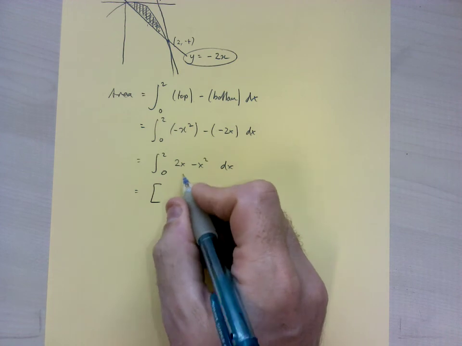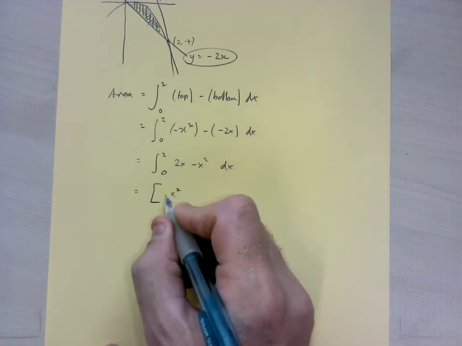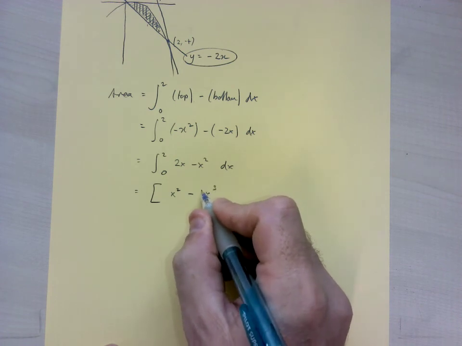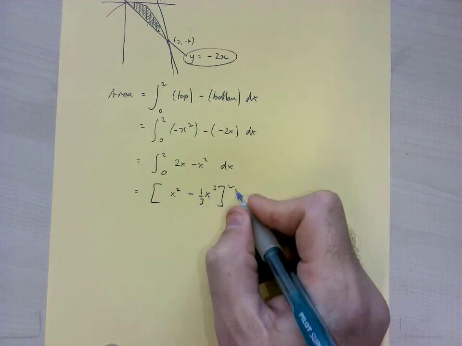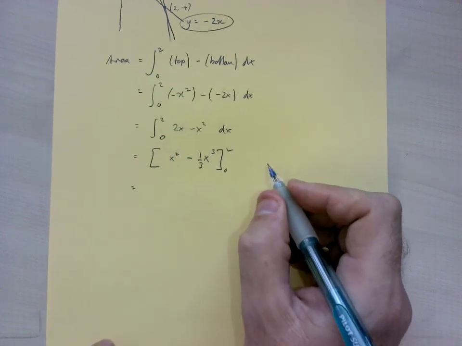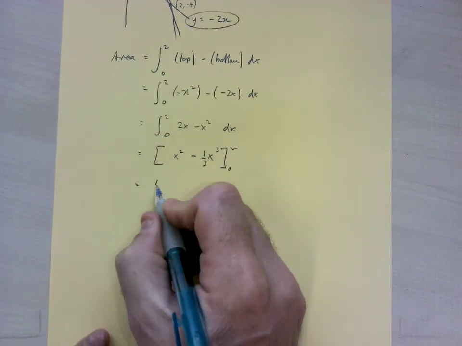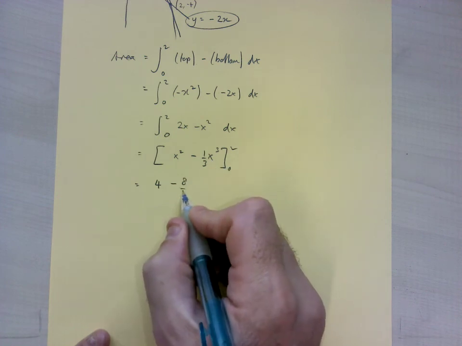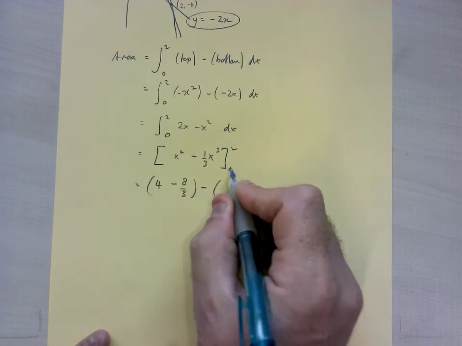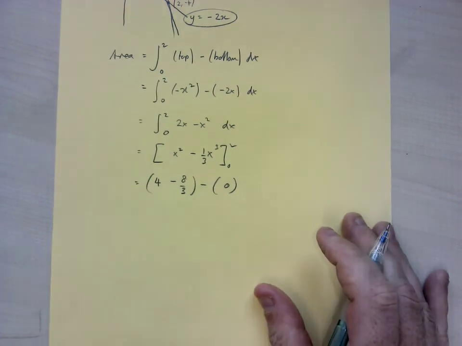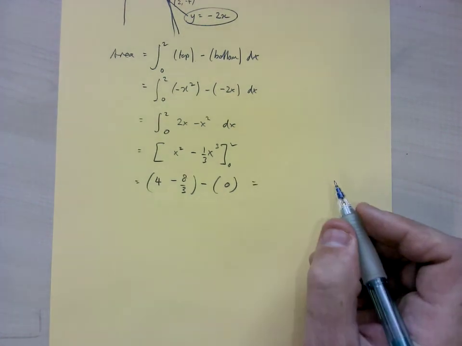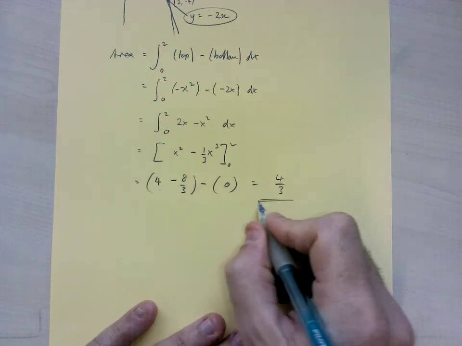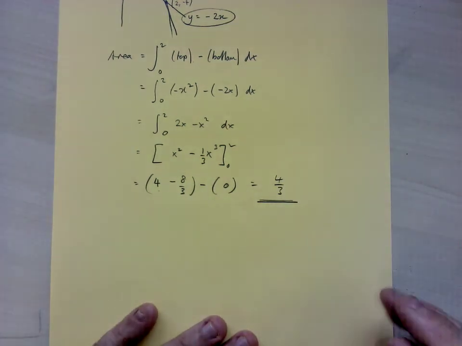Square brackets, integrate 2x, increase the power, divide by the power, so that's x squared, minus, increase the power, divide by the new power, x cubed over 3, there we go, between 2 and 0. Let's stick in 2, that's 4, minus a third of 2 cubed, that's 8 thirds, minus, stick in 0, I get 0 on both. So I've got 4 minus 8 thirds. That turns out to be 12 thirds minus 8 thirds is 4 thirds. So there's my answer for C.